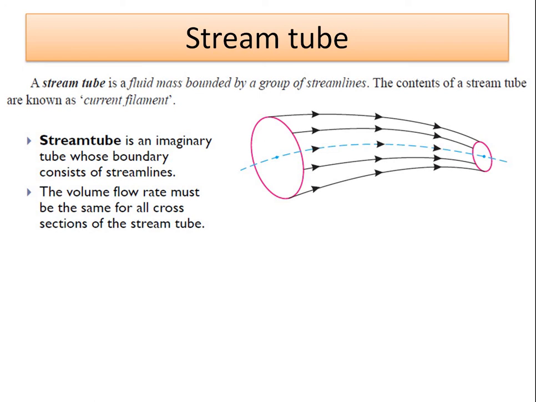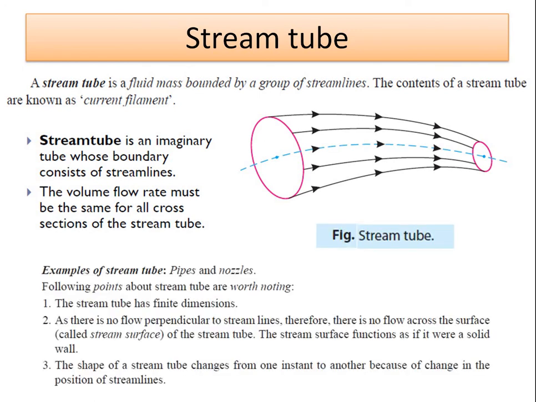The components of a streamline are shown in a current filament. A stream tube is an imaginary tube whose boundary consists of streamlines. The volume flow rate must be the same for all cross sections of the stream tube. Examples of a stream tube: flow through a pipe and a nozzle.